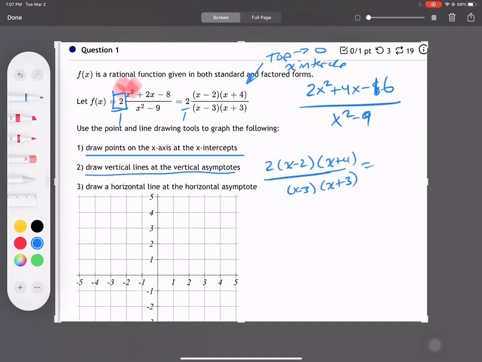What numbers will make the top go to 0? Okay, and I don't care about the bottom. What numbers make the top go to 0? Hopefully you notice that 2 and negative 4 will make the numerator go to 0. If I plug in positive 2, 2 minus 2 is 0. 0 times anything will be 0.